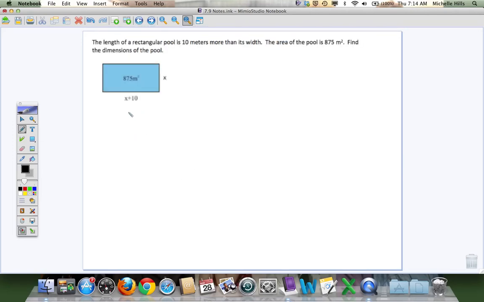Now, the second one, to find the area of a rectangle, it's length times width, or base times height. So I'd have to take x times the x plus 10, because it says the length of the pool is 10 meters more than its width. The area is 875 square meters. So if I multiply the length times the width, I get 875.